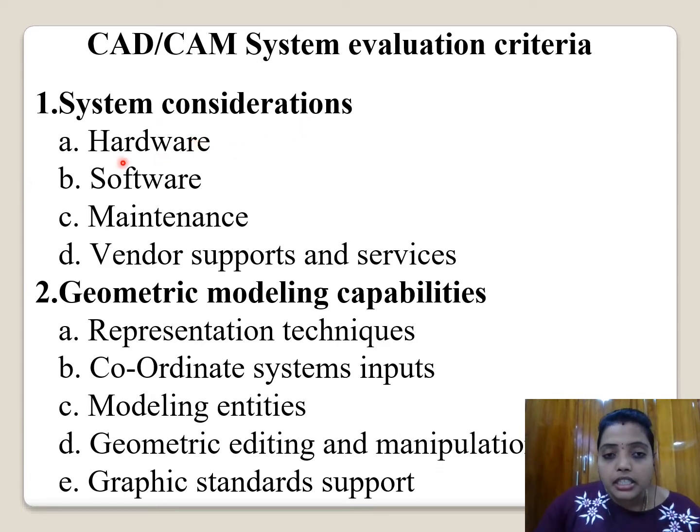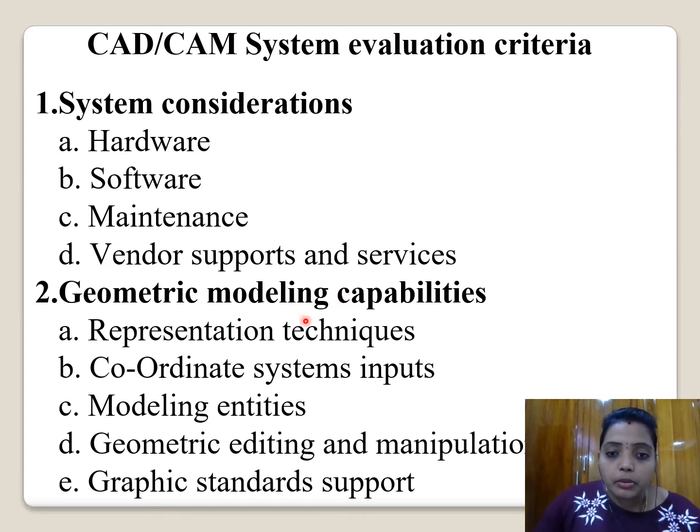In that system considerations, first one is the hardware components, and afterwards software, after that maintenance, vendor supports and services. Vendor means the person who will come to us and ask us to manufacture an object. According to the customer requirement we will manufacture our parts. So that is known as vendor supports and services. All these come under the system considerations. Okay, this is the first part.